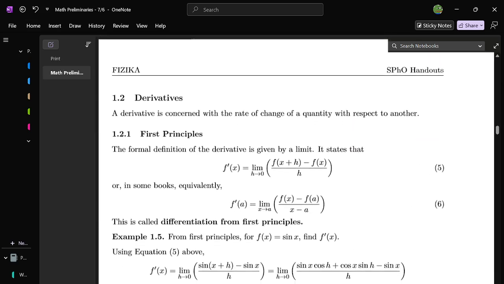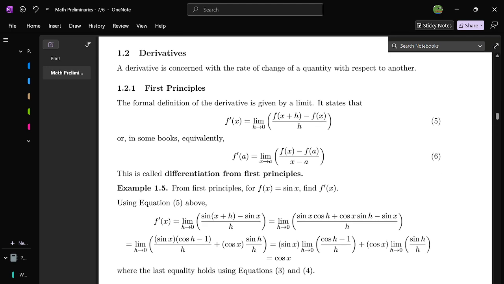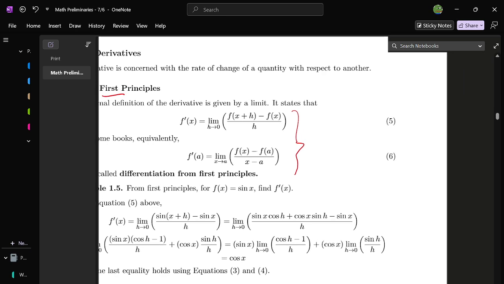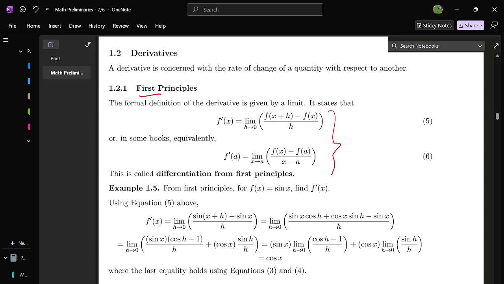Okay, so that's on limits. Now onto derivatives. You should know that a derivative is concerned about how a quantity changes with respect to another quantity. We'll cover both what we call the first principles and the second principles of differentiation. The first principle is the most formal way you can define a derivative. A derivative is actually defined using a limit, so that's why you need to know how to evaluate your limits.